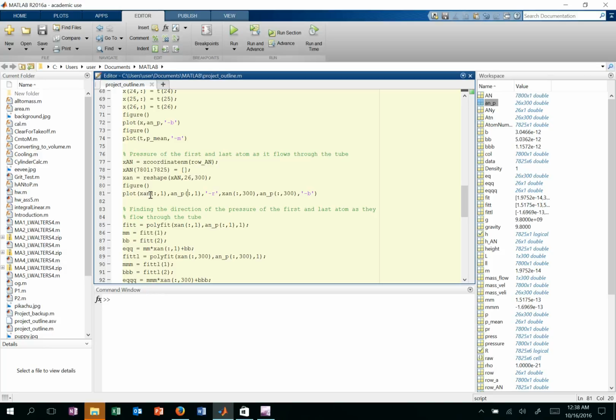This is basically our s coordinates as a function of pressure of the first atom, and then this will be the last atom.